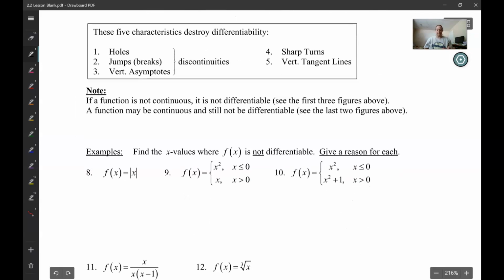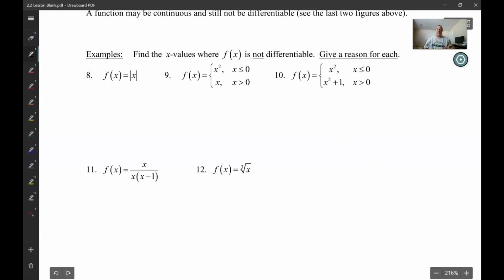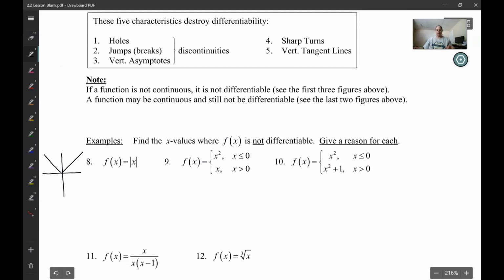So let's do some examples. We want to find the x values where f of x is not differentiable. Well, if I look at number 8, let's think of imagining the graph first. This is an absolute value, so it looks like that. So let's go through our 5. Do I have any holes in number 8? Nope, no holes. Do I have any jumps? Nope, no jumps. Do I have any vertical asymptotes? Nope, no asymptotes. Do I have any sharp turns? Yes. This right here is a sharp turn. So it says find the x values where f of x is not differentiable. We would say x equals 0 because it is a sharp turn.